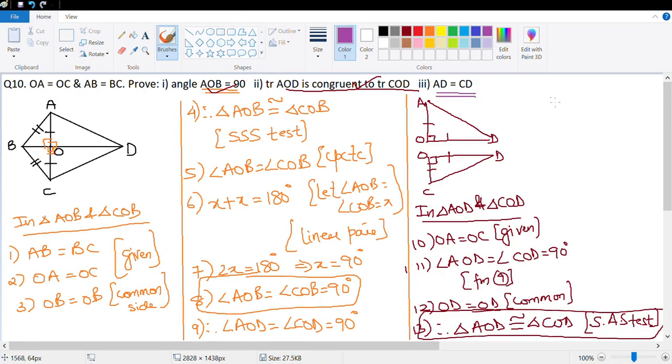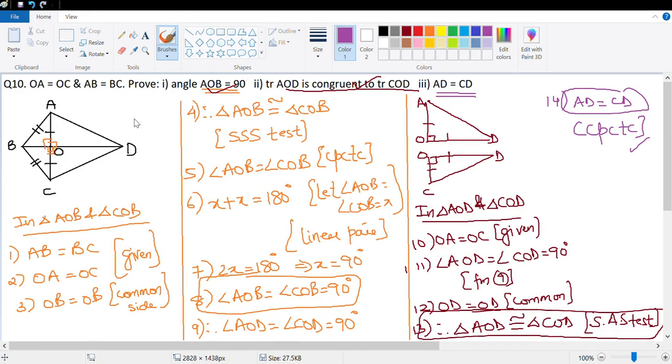AD is equal to CD. Now AD and CD are a part of these two triangles, which we just proved congruent, which means AD is equal to CD, and the reason for this is CPCTC. Perfect. That brings us to the next question.